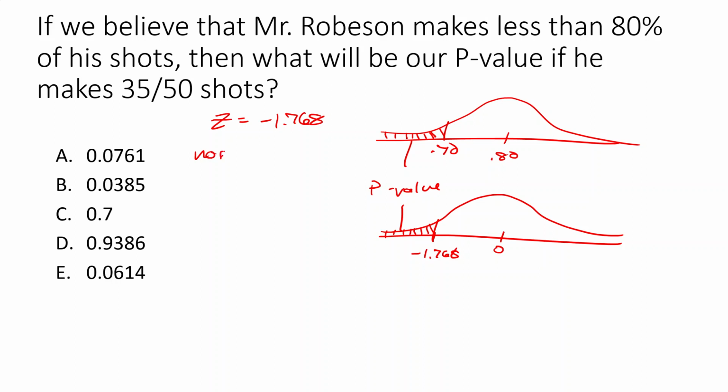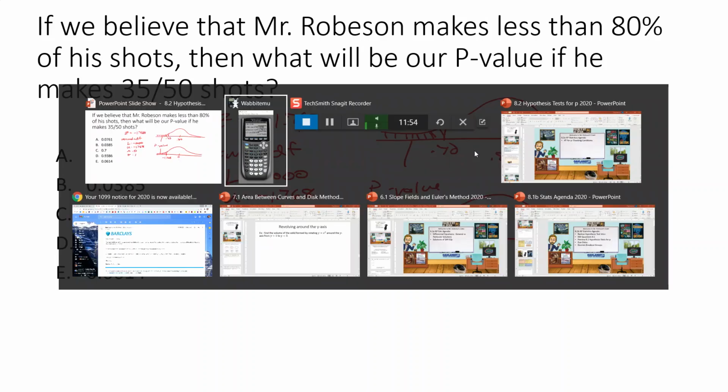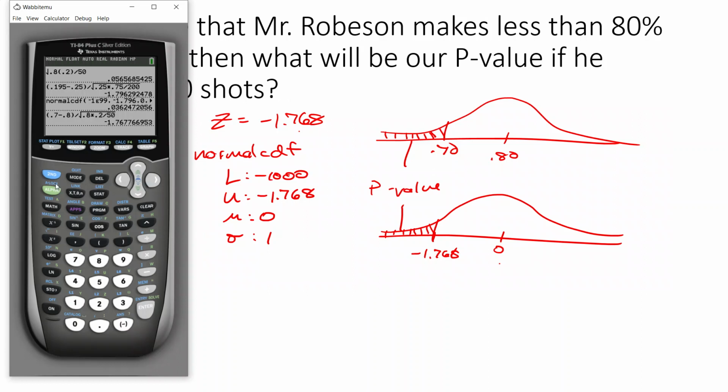All right, so we're going to go into normalcdf. Our lower bound is going to be something really small. Our upper bound, we can use the z here, negative 1.768. Our mean, if we're going to use this, would be 0, and our standard deviation would be 1. We could also use the data up here with the other mean and standard deviation, but let's see what works out. So second distribution, normalcdf, a big negative number, negative 1.768, and 0 and 1. And we get 0.0385.